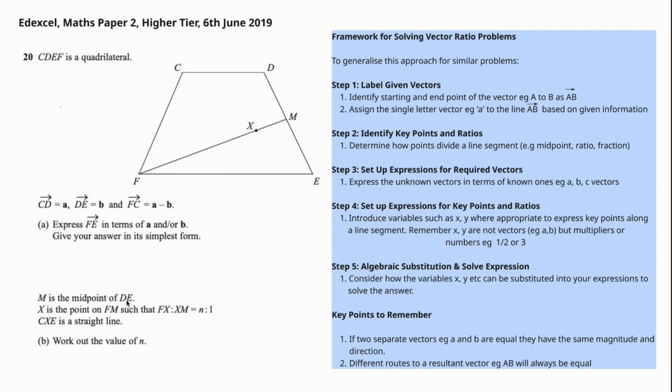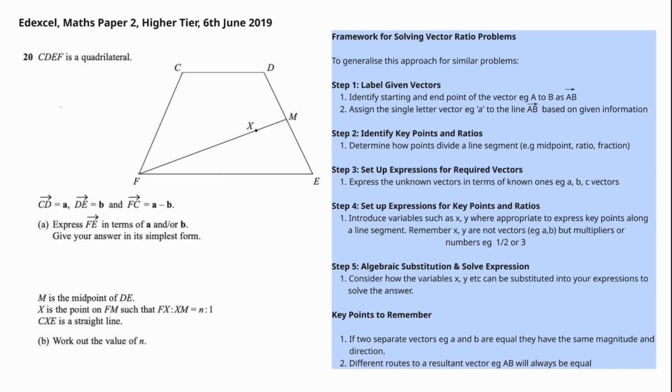After that, we're then told that M is the midpoint, or halfway, of line DE, and X is a point somewhere along the line FM, in that it's split up between FX to XM in the ratio of n to 1, and we're also told that there's a line which hasn't been drawn in. CXE is a straight line, and we're asked to work out the value of n.